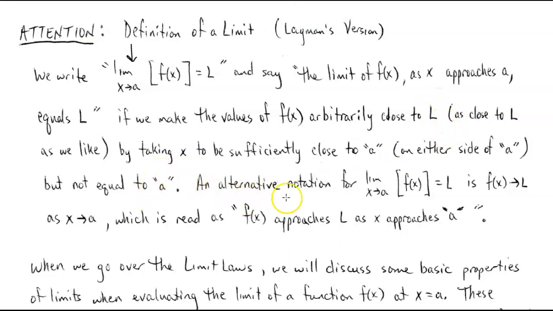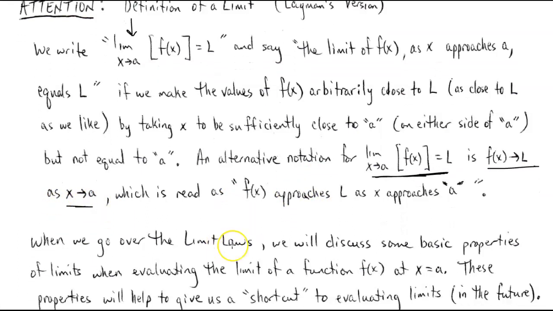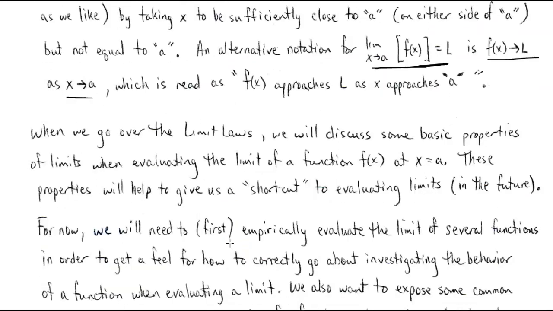Now, we have an alternative notation for this particular way that we express a limit, and we normally will write it as a function approaches this real number value L as x approaches this real number value a. Okay. Now, when we go over limit laws, we will discuss some basic properties of limits when evaluating the limit of a function at x equals a.